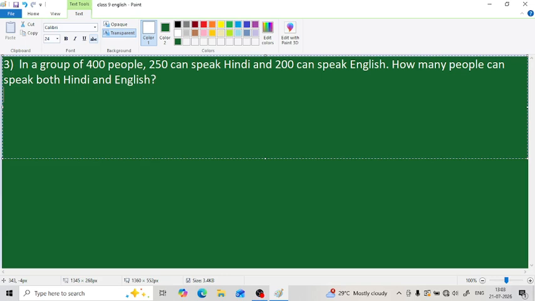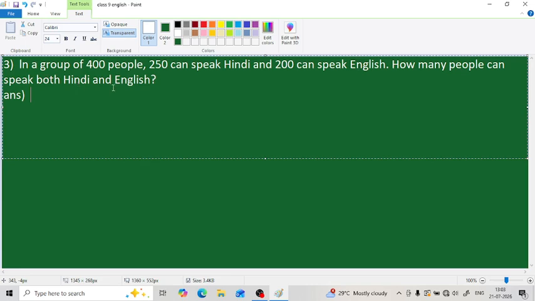So look at our next question. This is a real life example. We can apply this equation in similar real life problems. In a group of 400 people, given there are 400 people in total, and among them 250 can speak Hindi and 200 can speak English. We have to find how many people can speak both Hindi and English.